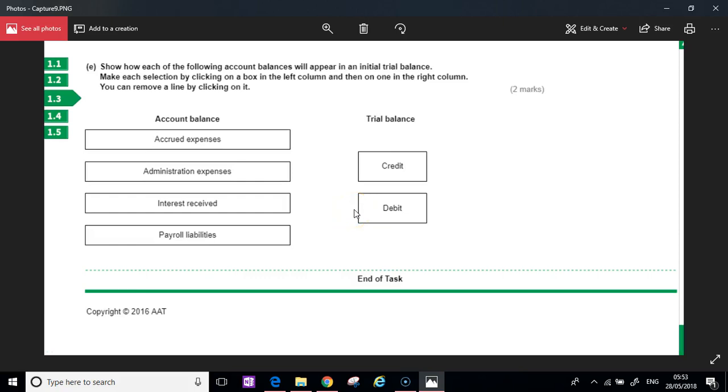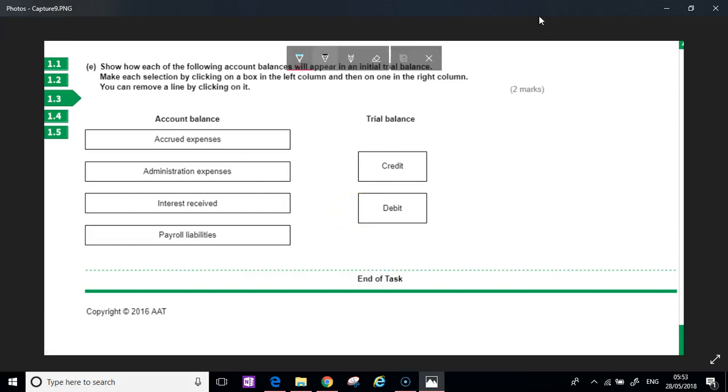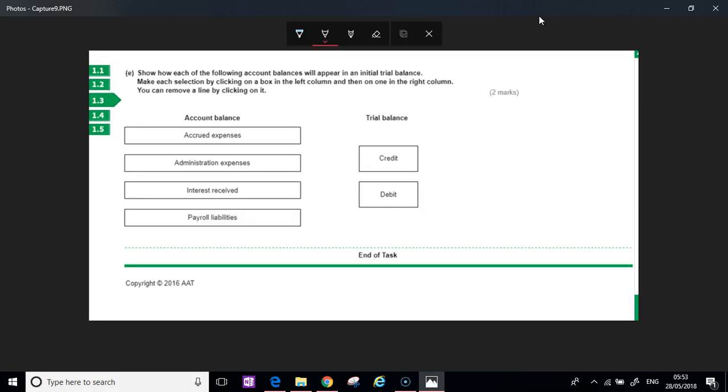Okay, right. I want to use this question really as a revision tool as well. So let's sort of kick off. It says show how each of these would appear in an initial trial balance.